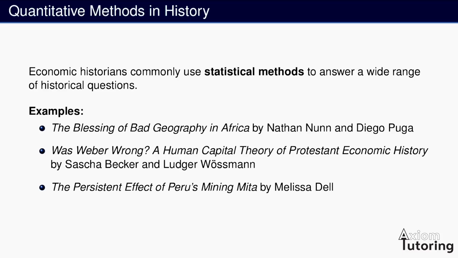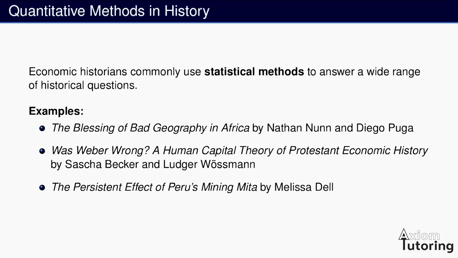methods. The first paper is by Nathan Nunn and Diego Puga, and it's called The Blessing of Bad Geography in Africa. In that paper, the researchers find that geography, in particular the ruggedness of terrain, has long-lasting effects on development. And they use statistical methods to prove that what influenced the slave trade actually continues to have effects nowadays.